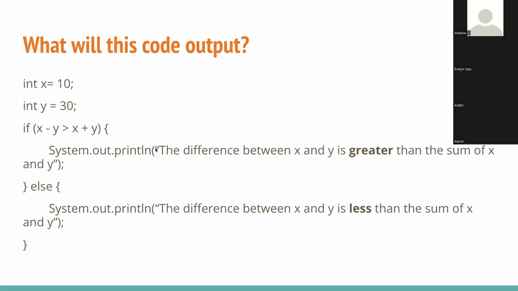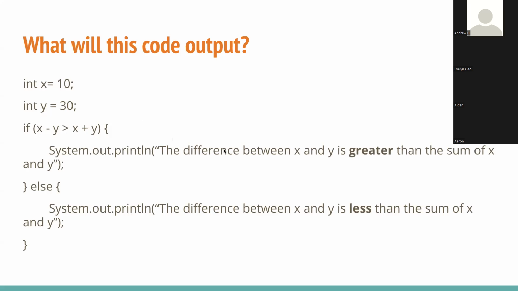Just tracing through this, we can see we have X equals 10, Y equals 20. In our first if conditional, we test if X minus Y is greater than X plus Y. X, which is 10, minus Y, which is 20, is negative 10. And X plus Y is equal to 30. And negative 10 is not greater than 30.